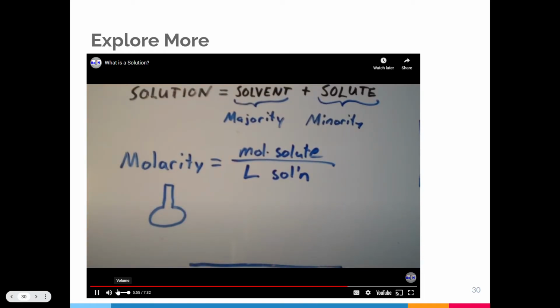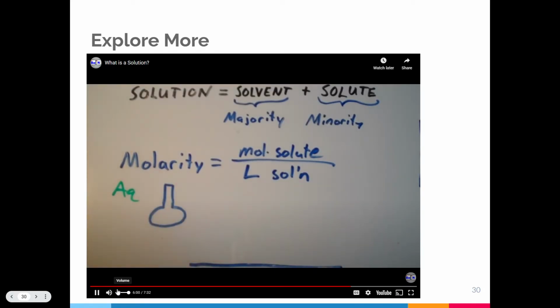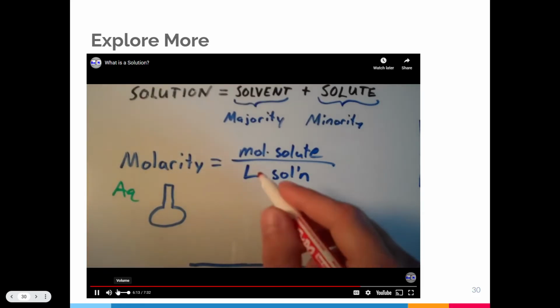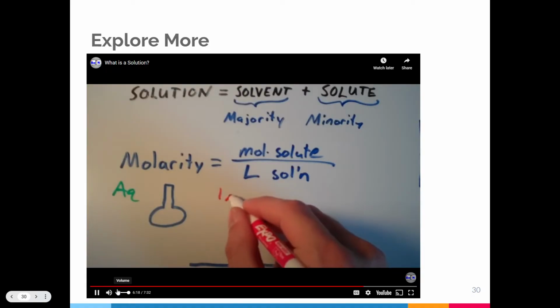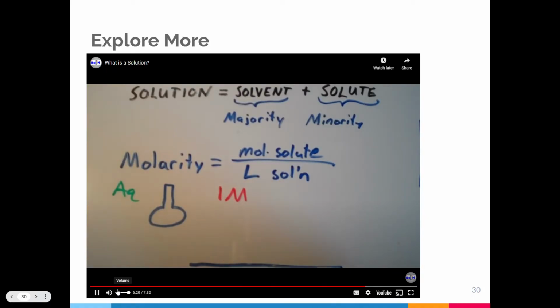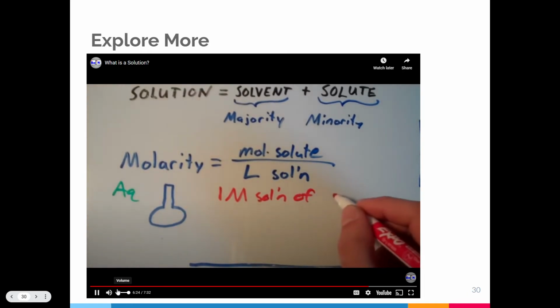So this is my flask, and assume we have an aqueous solution. So that means our solvent is going to be water. So suppose I wanted to make a 1 molar solution of X. So I want the molarity to be 1 mole per liter. So I'm going to say a 1 molar, we use capital M for molar, 1 molar solution of just any compound or element, I'll just call it X.